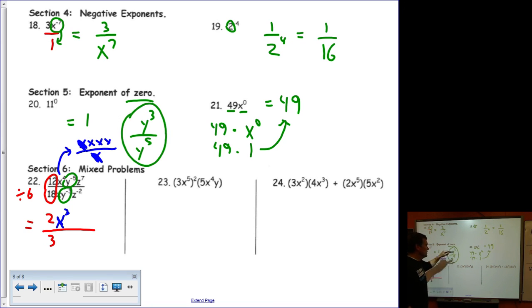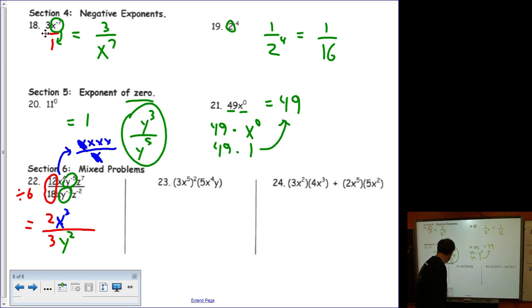Now you're ready to reduce. And since there's more of them on the bottom, you're going to end up with y's on the bottom. The only question is how many. And because there's 5 on the bottom and only 3 on top, that's 2 extra on the bottom. So your final result has 2 y's on the bottom.